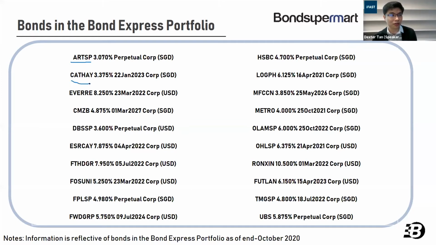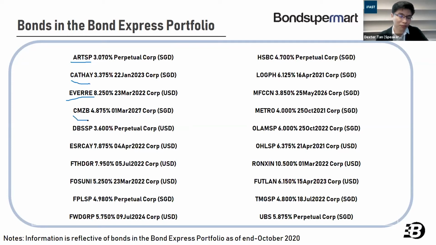Cathay is Hong Kong's airline, Cathay Pacific. I think most of us also know this. As you know, the airline industry is somewhat in a downturn. But looking ahead, when we have the vaccine, things will improve, which is why we also included it in the Bond Express portfolio. And then we have China Evergrande, which is one of the largest real estate developers in China.